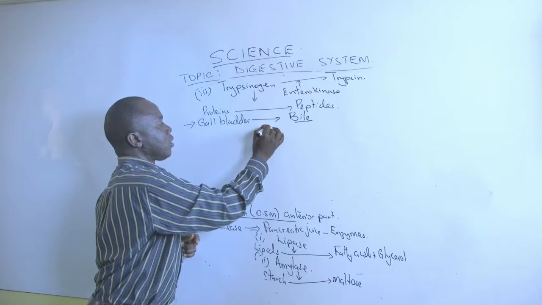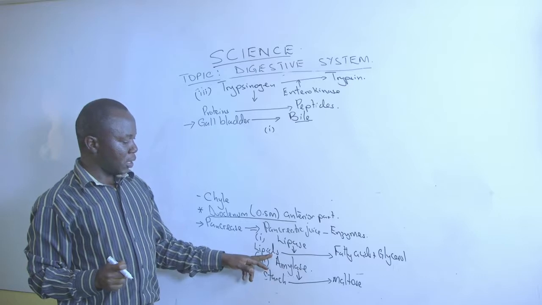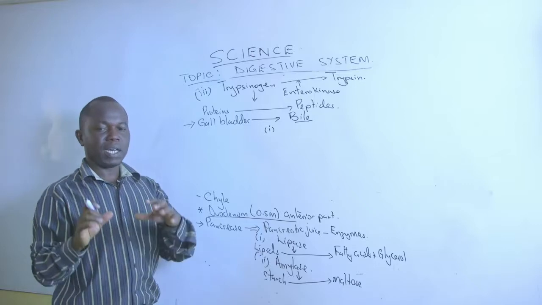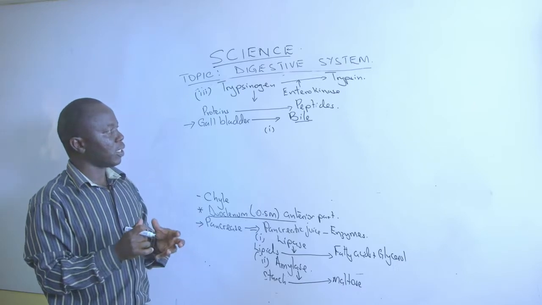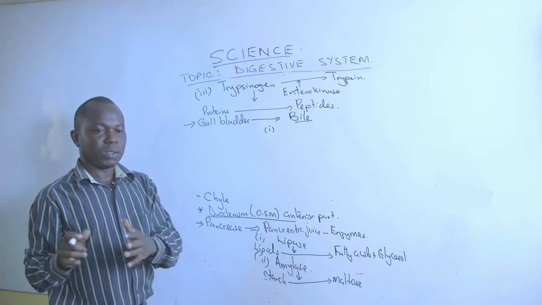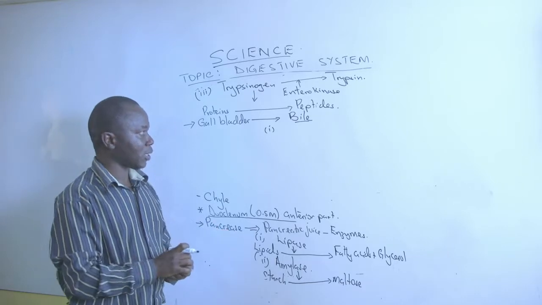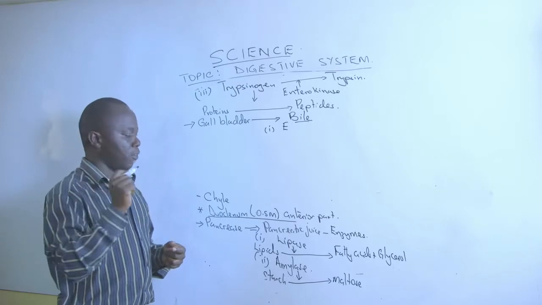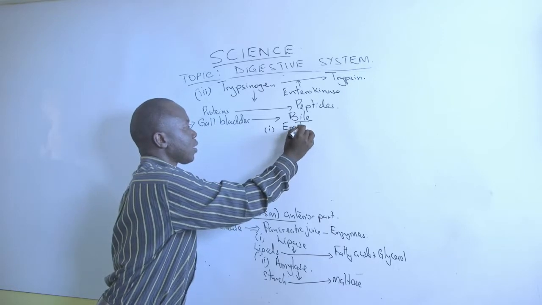Bile has two roles. One of them, before lipids are digested, sometimes they are consumed in the form of fats. But fats are usually large in size. Even if they are chewed, still they coalesce together. Bile will break down fats into fat droplets, small pieces of fats. That process of breaking down large pieces of fats into small droplets, we call emulsification.